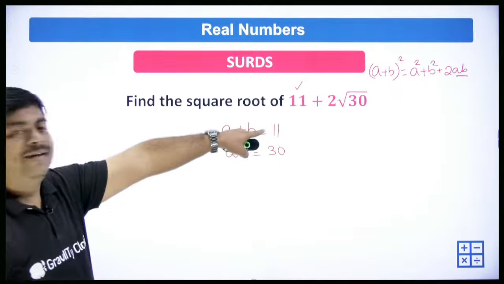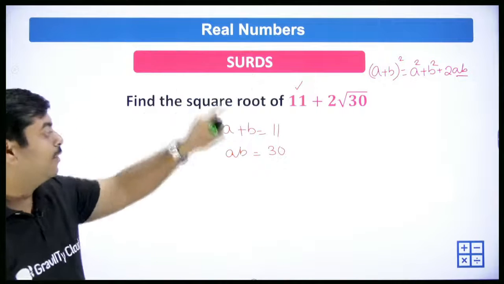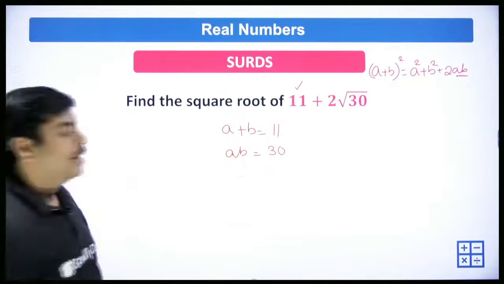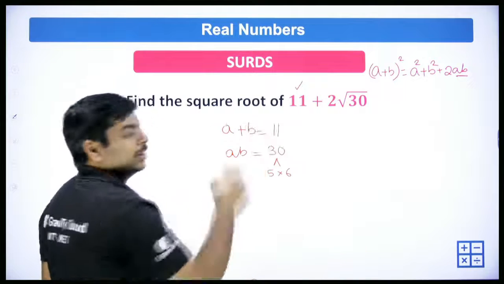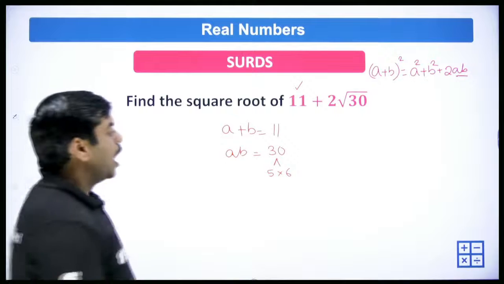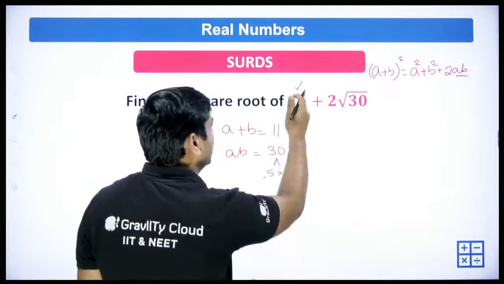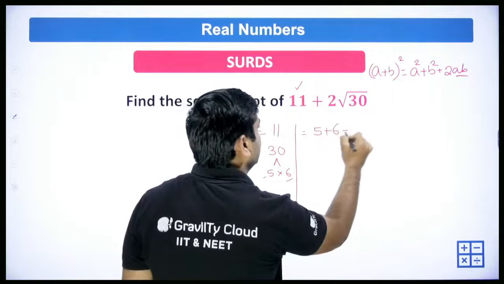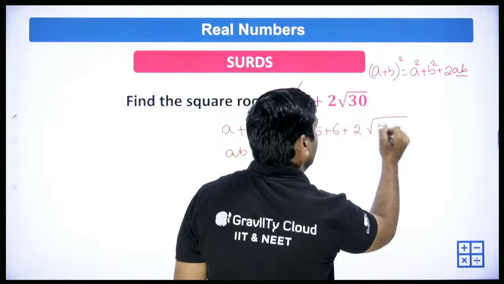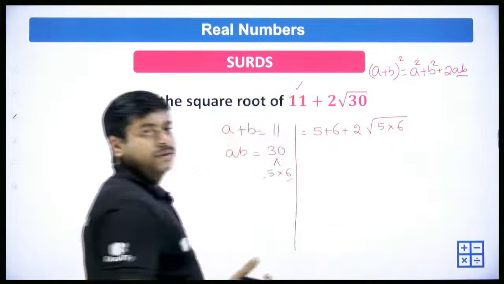Sum of two numbers should be 11. So I can take 5 plus 6 where 5 into 6 is 30, correct? 30 is 5 into 6. So 5 plus 6 is 11. So I can use these two numbers to write 11 as 5 plus 6 plus 2 root 5 into 6. Now you can tell me, sir, what is the use of this one?